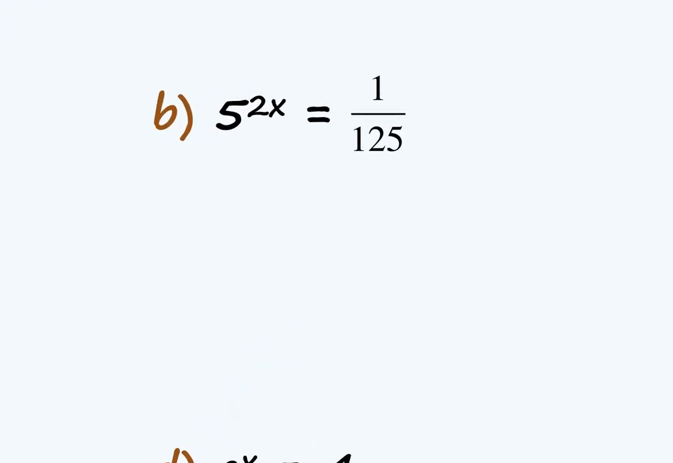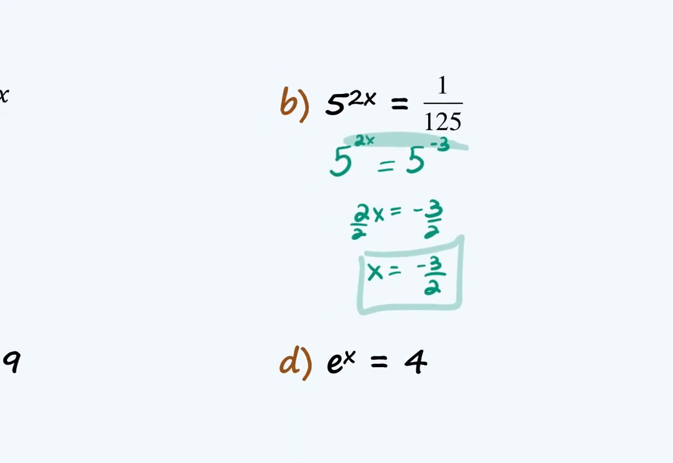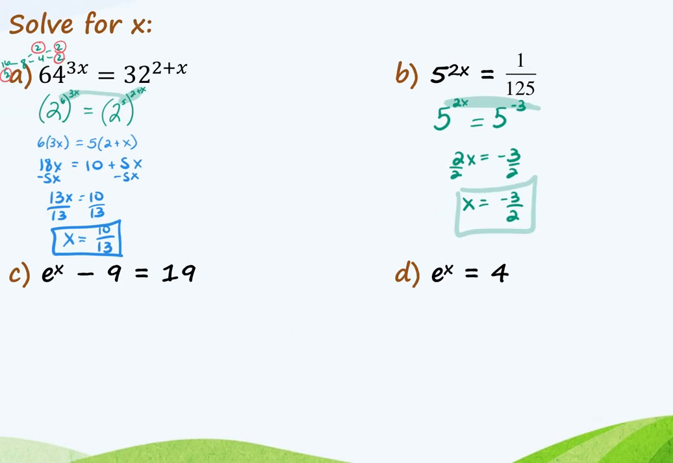Can you do the same here? Can I make this one-to-one? Yes. 5 to the 2x is obviously going to stay as 5, but 1 over 125 is 5 to what power? Good. 5 to the negative 3. Bases are the same, so we grab the exponents and we solve for x. So we didn't touch the calculator on either of those. These would be on the portion of your test that does not have a calculator. Still with me?